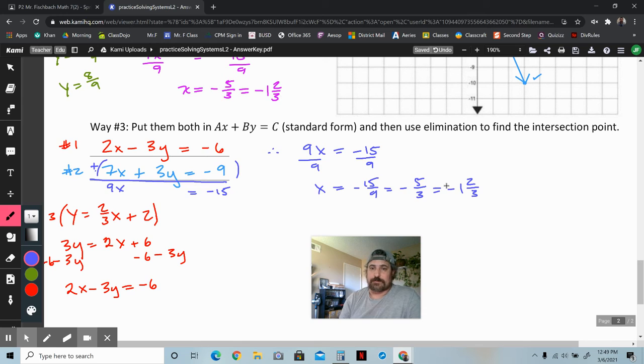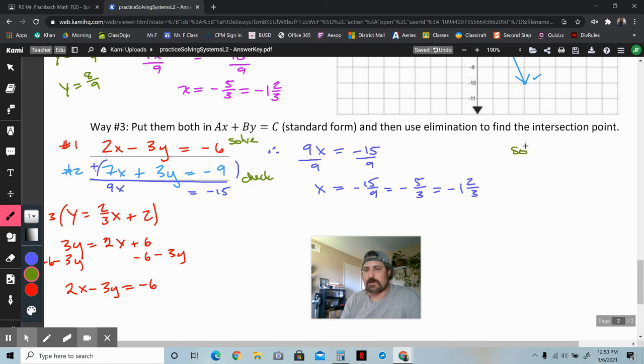See, boom, boom. So this method is called elimination, where you have standard form and you add the two together to try to eliminate either the x term or the y term. And so there's your negative 1 2 thirds, and then you just plug into one and then check with the other. So I'm going to do a little check here. We'll do a solve with this top line. We'll do a check with the bottom line, okay? So solve and check.